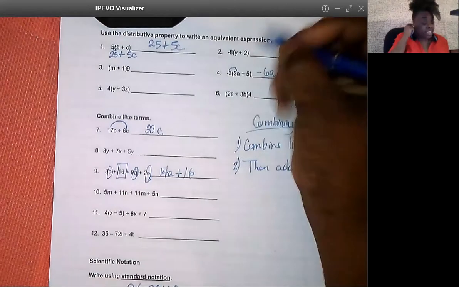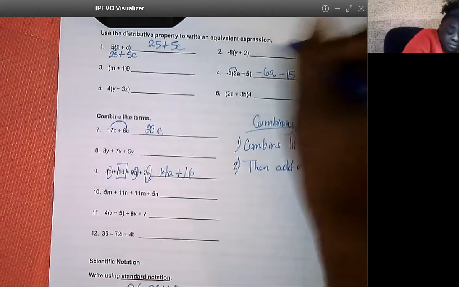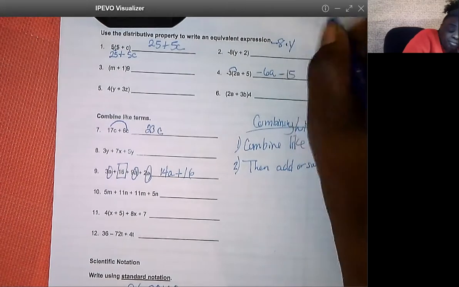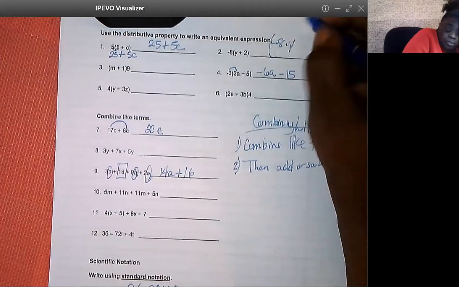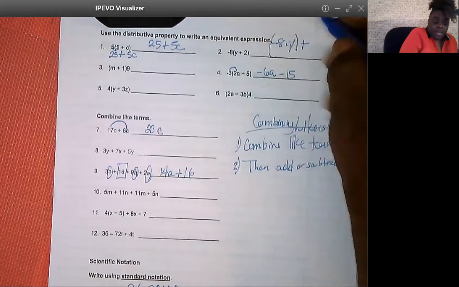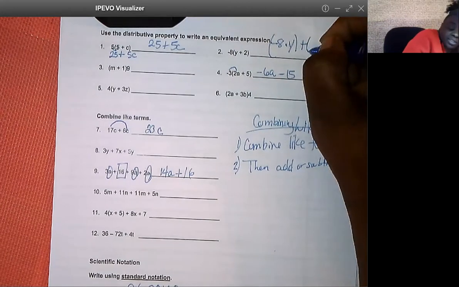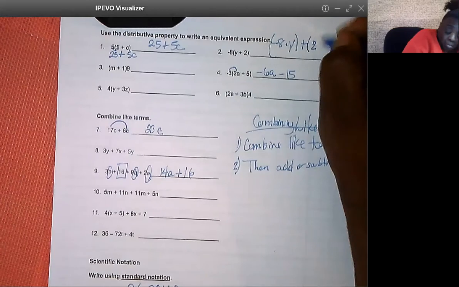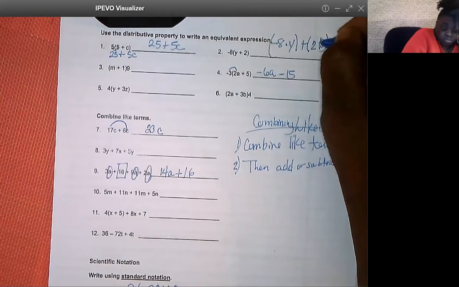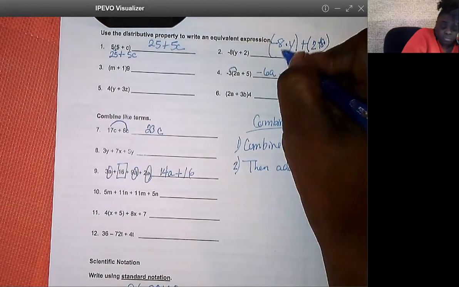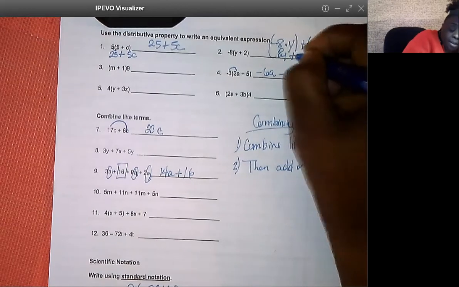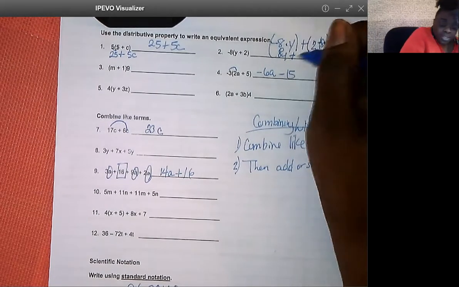So if we look at number 2, we have negative 8 times y, and then we have negative 8 times 2, which gives you negative 8y plus negative 16.